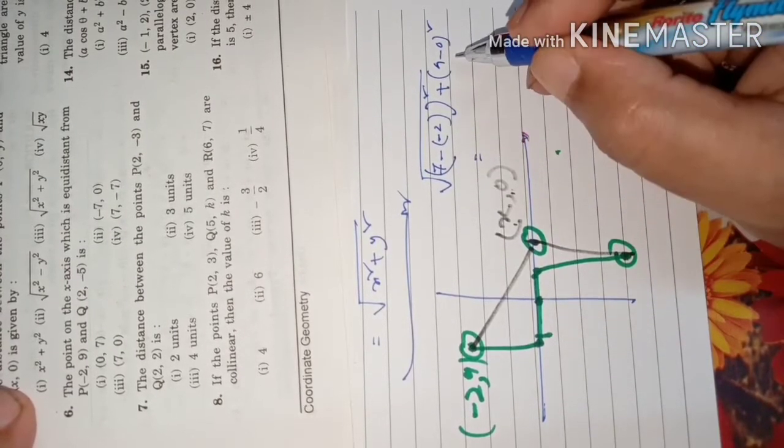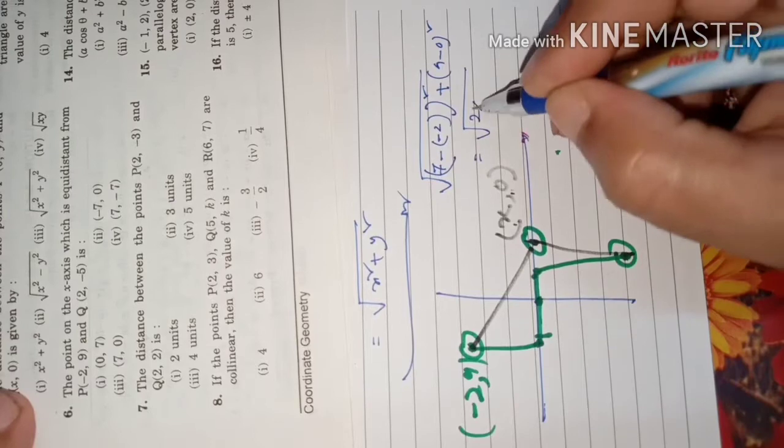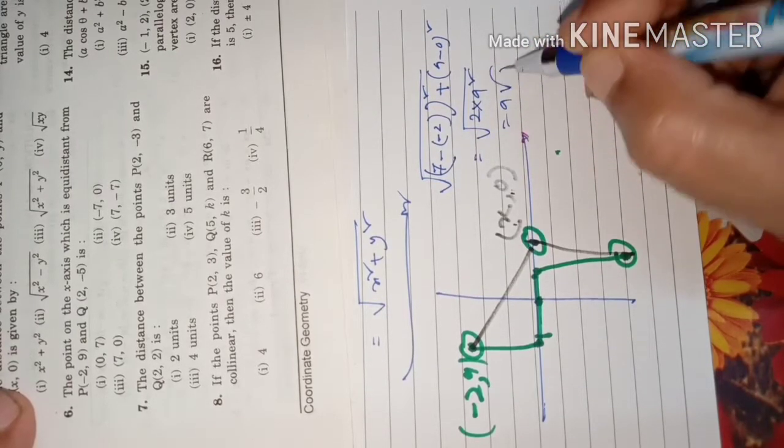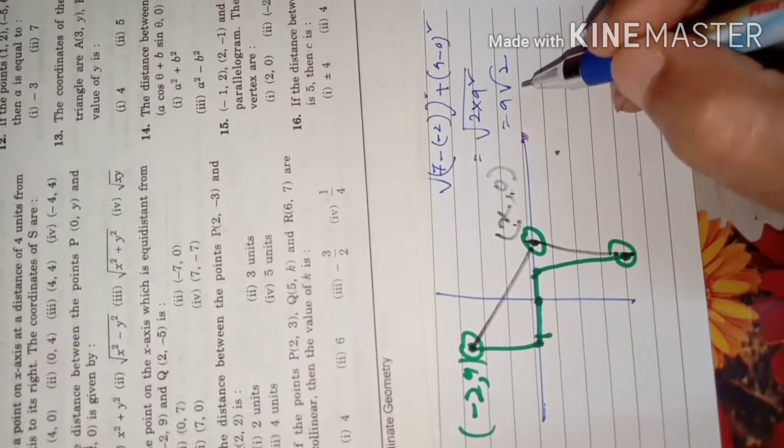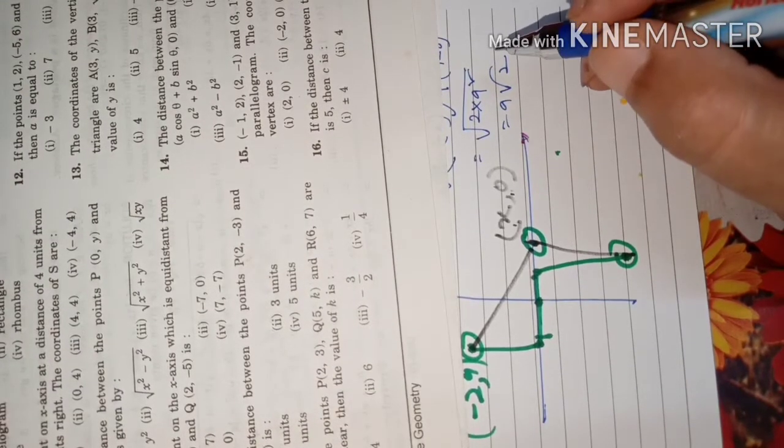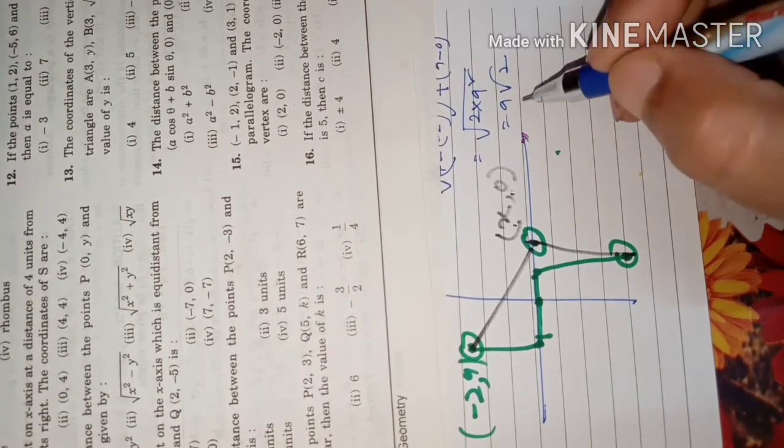It will be 9, it will also be 9. So 9 square plus 9 square, 2 times 9 square. It will be 9 root 2. One distance is 9 root 2. Then for (7, 0), its distance from P is 9 root 2.